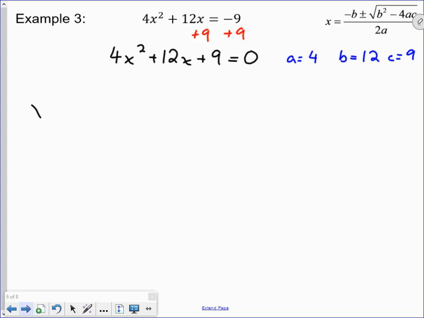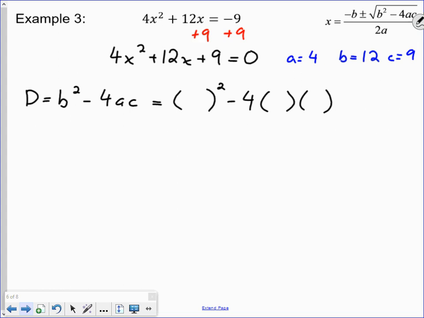Let's start by figuring out the value of that discriminant b squared minus 4ac. So b squared minus 4ac. Our b value is 12. Our a value is 4. Our c value is 9. 12 squared is 144. 4 times 4 is 16. 16 times 9 is 144.